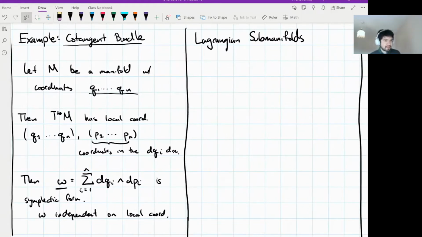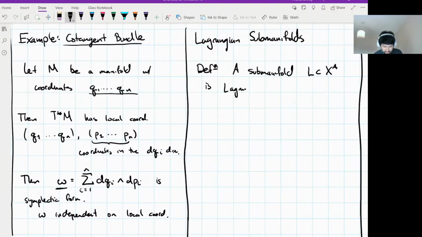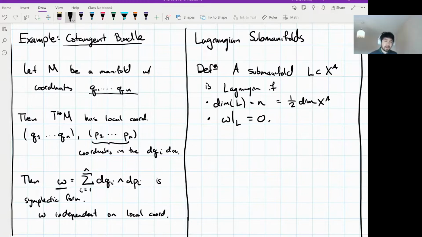In symplectic manifolds, there's a special kind of submanifold which we study, which is called a Lagrangian submanifold. So, definition: a submanifold L inside of XA is Lagrangian if the dimension of L is equal to n, which is 1/2 the dimension of X, and omega restricted to L is equal to 0. So these are submanifolds on which the symplectic form vanishes.